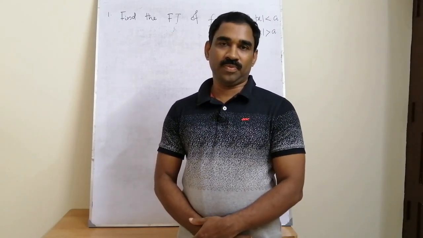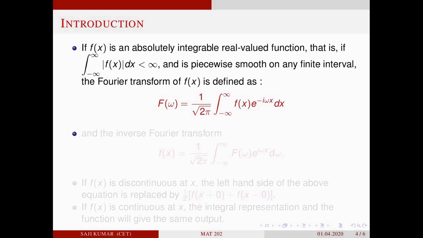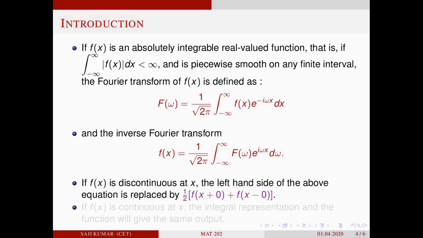to Google Classroom. If f(x) is an absolutely integrable real valued function, that is, if the integral from minus infinity to infinity of mod f(x) is less than infinity, and is piecewise smooth on any finite interval, the Fourier transform of f(x) is defined as F(omega) equal to 1 by root 2 pi integral minus infinity to infinity f(x) e raised to minus i omega x dx. And the inverse Fourier transform, small f(x), equal to 1 by root 2 pi integral minus infinity to infinity F(omega) e raised to i omega x d omega.